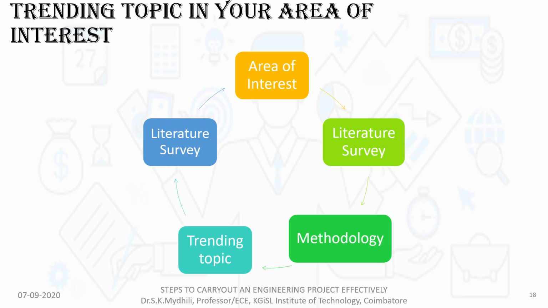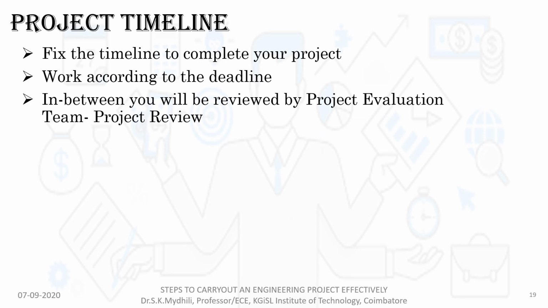The next important point you should consider while doing a project is fixing up the timeline. Fix the timeline to complete your project, and work according to the deadline. In between, we know it will be reviewed by the project evaluation team, that is the college project team or the project coordinator, etc. So give cooperation among them. Kindly work with your teammates to give the best project. So fix the timeline and complete your project. That is very, very important for an effective project.